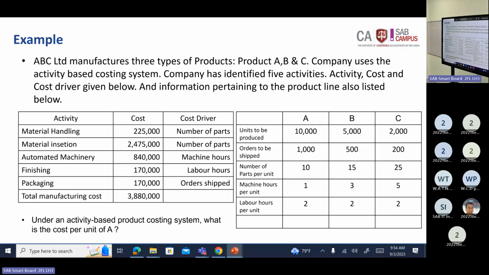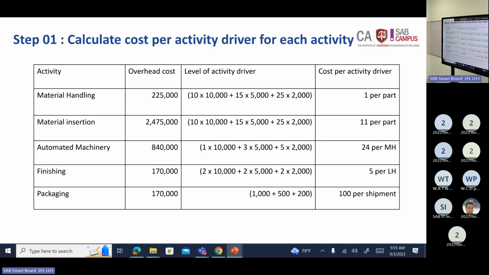Then finishing based on labor hours. Labor hour per unit. Per unit labor hours දීලා තියෙන්නේ. Budgeted නේ. මේකත් budgeted නිසා machine hour එන්න පුළුවන්. Right. Per unit. එහෙම වුණොත් අපිට number of units වලින් වැඩි කරන්න පුළුවන්. 2 into 10,000, 2 into 5,000, 2 into 2,000. So 20,000, 10,000, 4,000, 34,000. So 170,000 divided by 34,000, 5 rupees per labor hour.